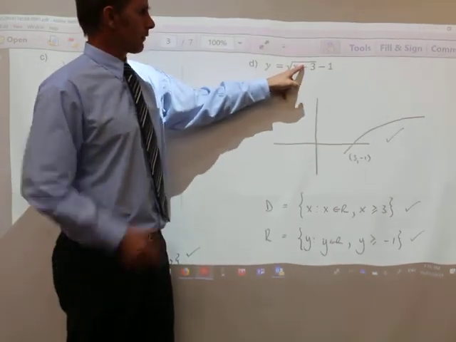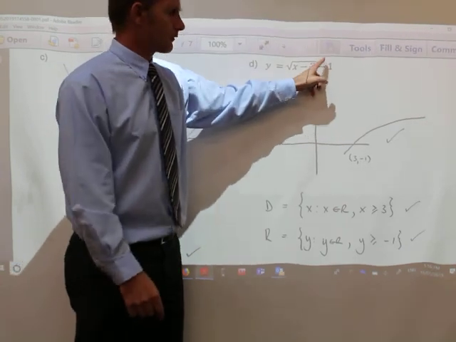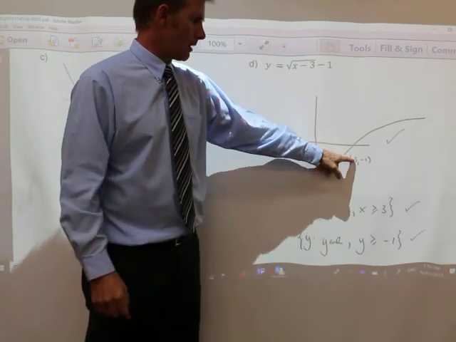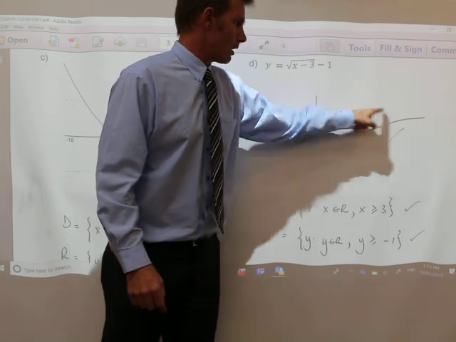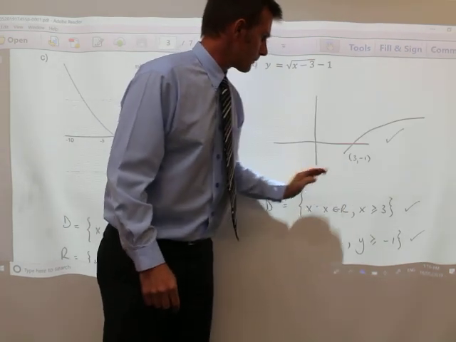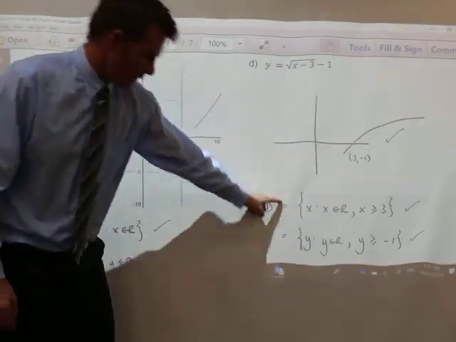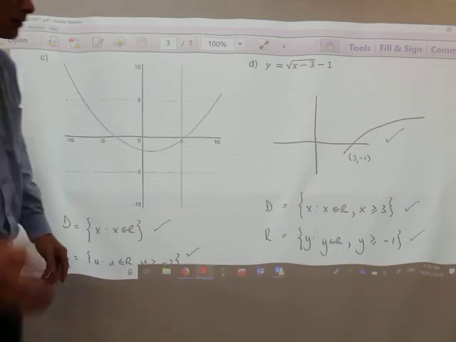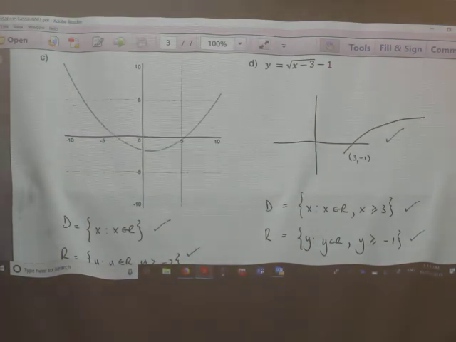This says move 3 units to the right. This moves 3 units down, hence why I noted that mark there. So 1 mark for that part of the graph, and then the follow through here. Once you've got the graph, it's not really so bad to work out the domain and range. x is greater than or equal to 3 for the domain, and y is greater than or equal to -1 for the range.